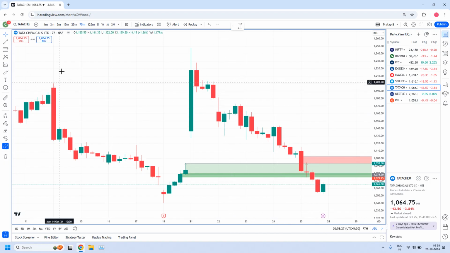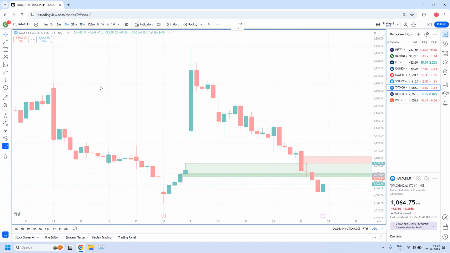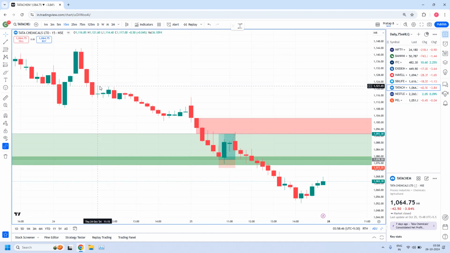Okay, the first one is Tata Chemicals. This is a 75 minutes high liquidity demand zone. This is a rally base rally. And this 75 minute zone we want to fine tune with 15 minutes time frame. So I'm changing the time frame to 15 minutes.